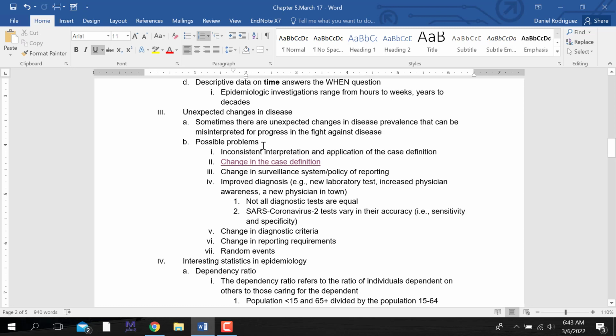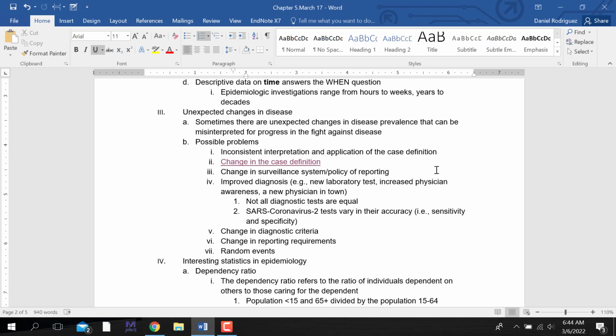Let's talk a little bit about the unexpected. When we report data, sometimes you see these massive shifts in incidence and prevalence, and that could occur because of a variety of issues. One of them that, to me, is most important is a change in case definition, or even inconsistent interpretation and application of case definition. So who is a case exactly? How do we know that somebody is ill? That's something that, to me, is extremely important.